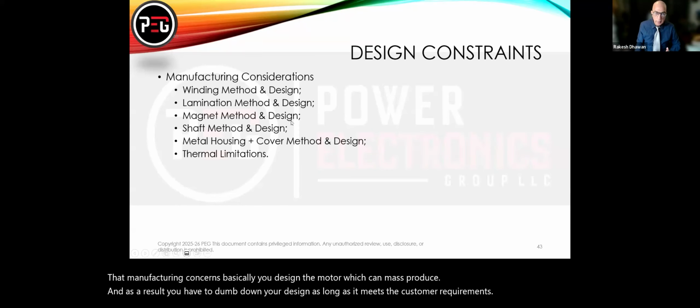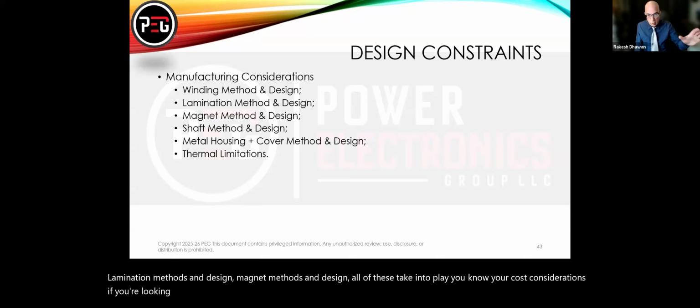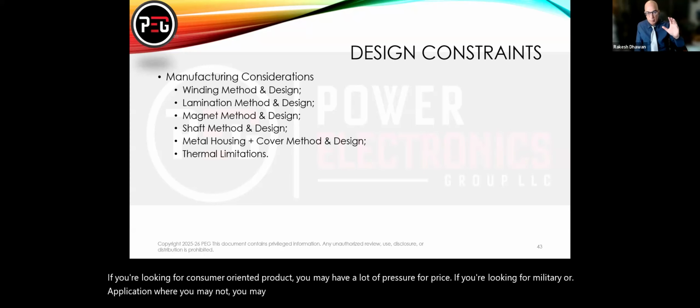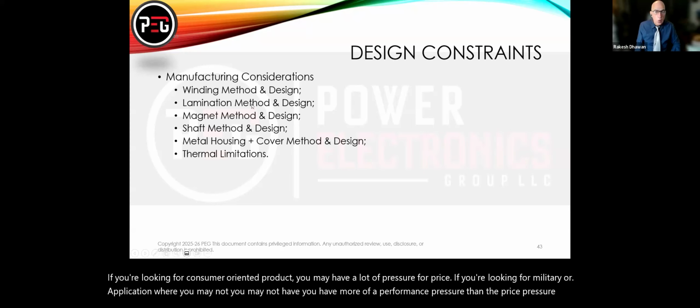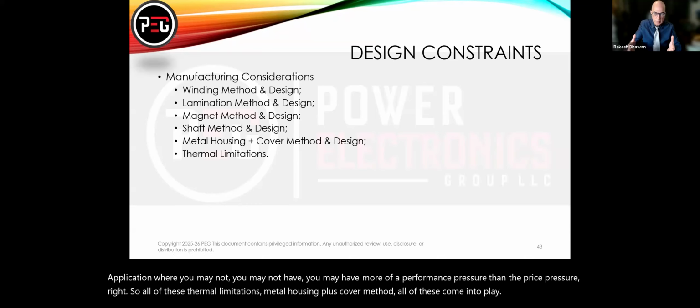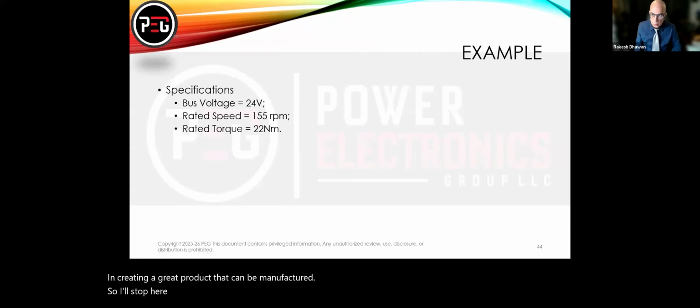Lamination methods in design, magnet methods in design, all of these come into play, along with your cost considerations. If you're looking at a consumer-oriented product, you may have a lot of pressure on price. If you're looking at military applications, you have more performance pressure than price pressure, right? So all of these thermal limitations, the metal housing plus cover method, all come into play in creating a great product that can be manufactured. So I'll stop here and see if there are any questions I can answer.